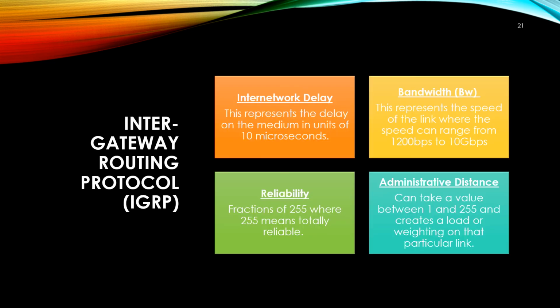All right, the IGRP. It uses IP directly using protocol number 9. RIP uses UDP port 520. It uses numbers to distinguish between routing domains and it's a classful routing protocol.